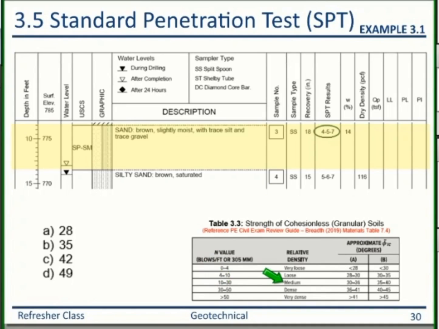What it asks is, what is the friction angle? For medium dense sands, friction angles vary from 30 to 40. According to A, it varies from 30 to 36. According to B, it varies from 35 to 40. So ultimately, it varies from 30 to 40. If you look at the answers, 28 cannot be the answer. 35 is the answer, because C is 42, greater than 40, and D is 49, greater than 40. Therefore, B is the correct answer. So this is how you will answer it.